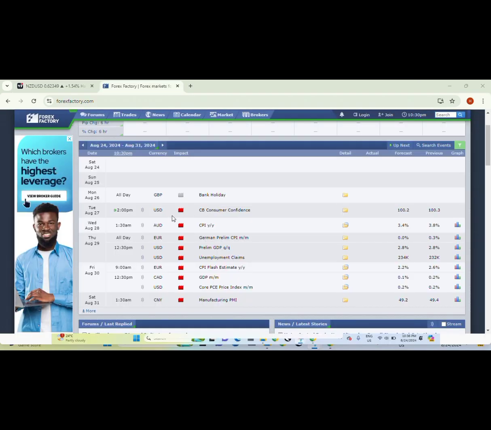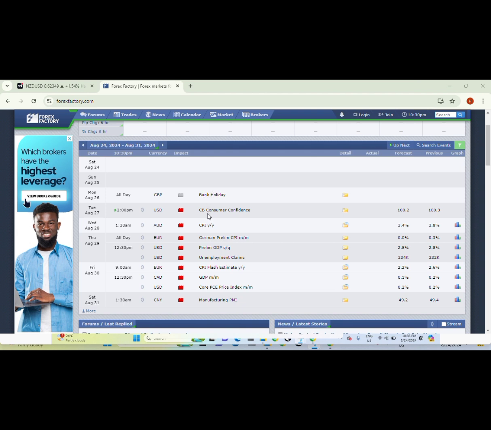We first look at major news on Forex Factory. Move to Forex Factory and look at major news for this week. Now, if you look at Monday, we realize that Monday is a bank holiday in England, so trading activities won't be that effective in England, which is in relation to the Great Britain pound.